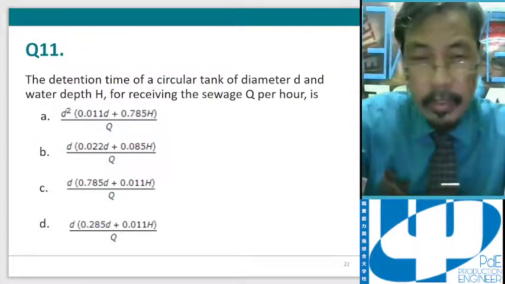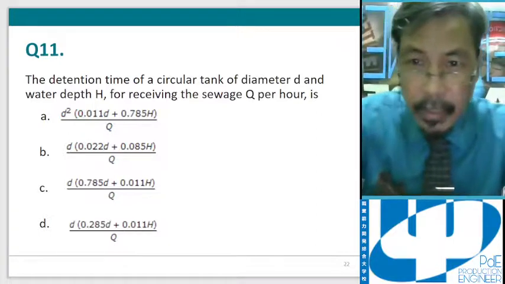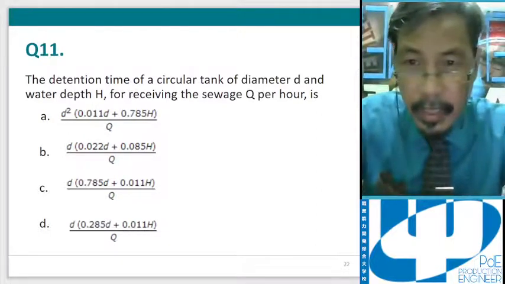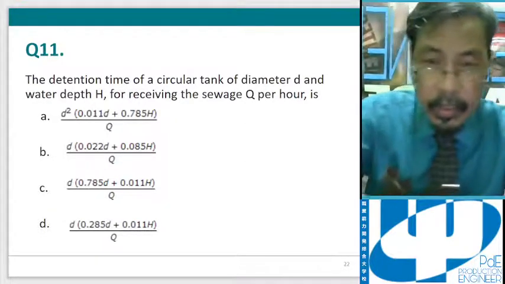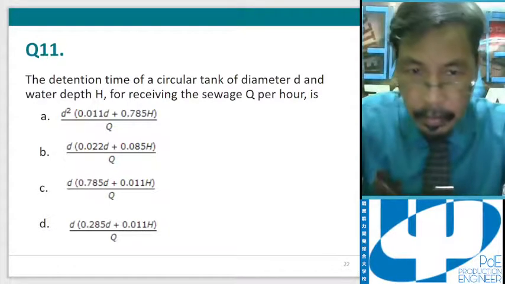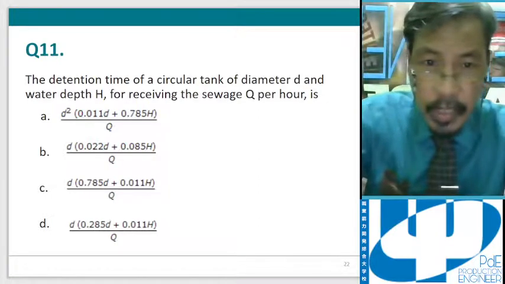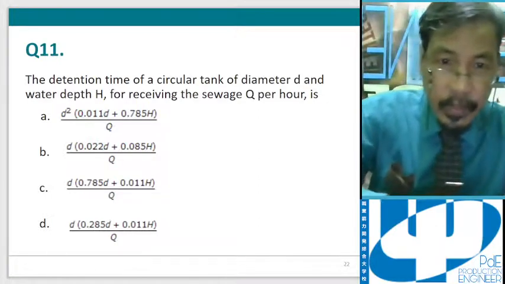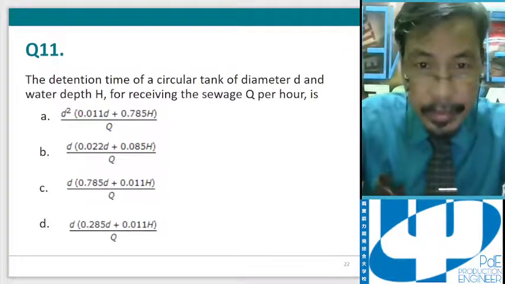Okay. So question 11. The detention time of a circular tank of diameter D and water depth H for receiving the sewage Q per hour is, so diameter D should be squared, so it is letter A.